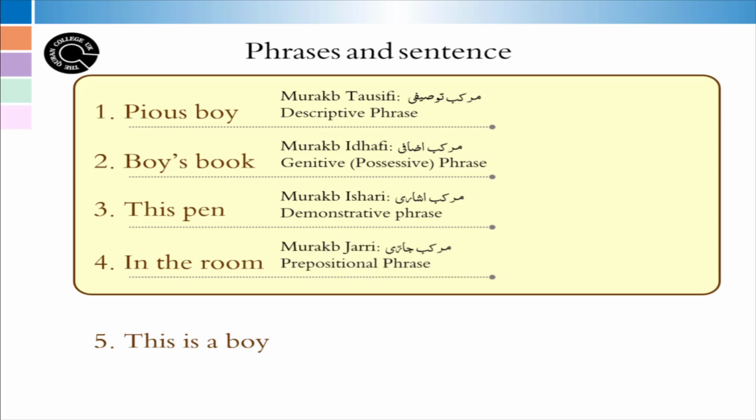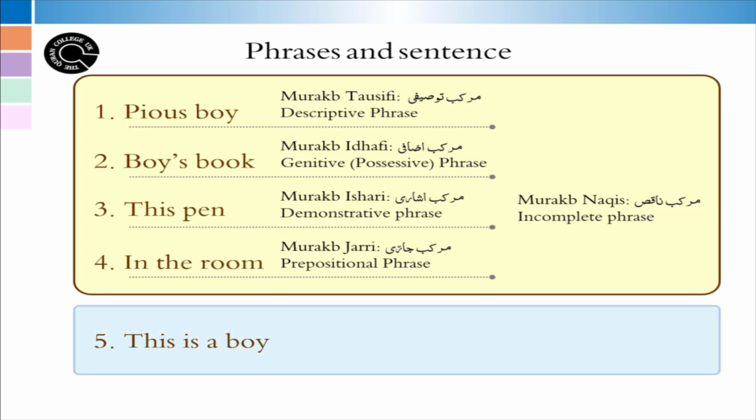In this fourth example, a preposition particle is used to build a phrase, and we cover this in a discussion of Murakkab Jari or preposition phrase. There's one thing in common in all these four sentences: they all do not make complete sense, or full sense is not communicated to the listener or reader. Phrases that do not make complete sense are called Murakkab Naqis or incomplete phrase.